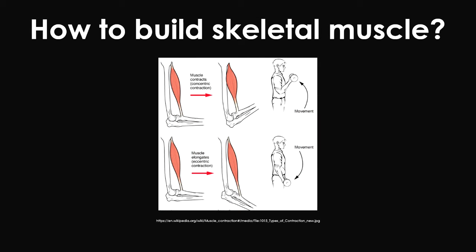Now, how do we build skeletal muscle? Muscles grow through protein synthesis. Proteins break down into amino acids during digestion. These amino acids reassemble in your muscle cells to create new protein used to build new muscle.